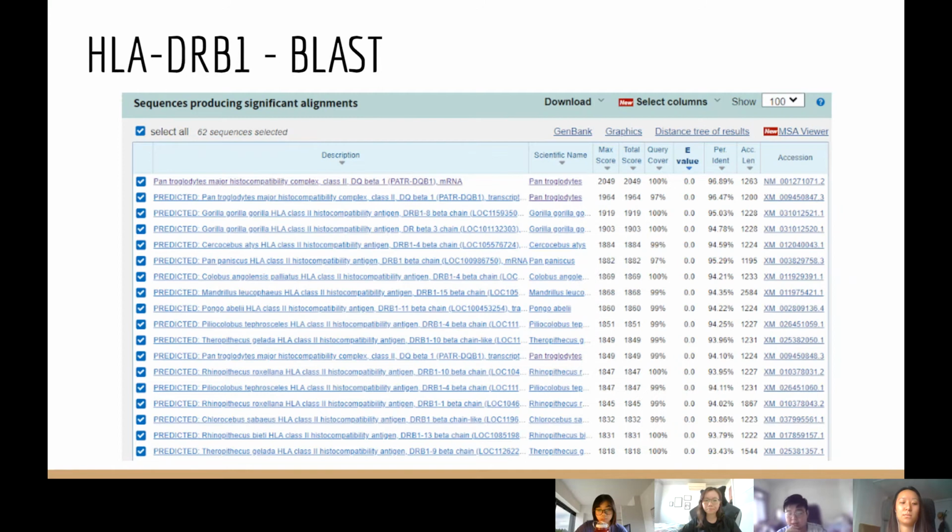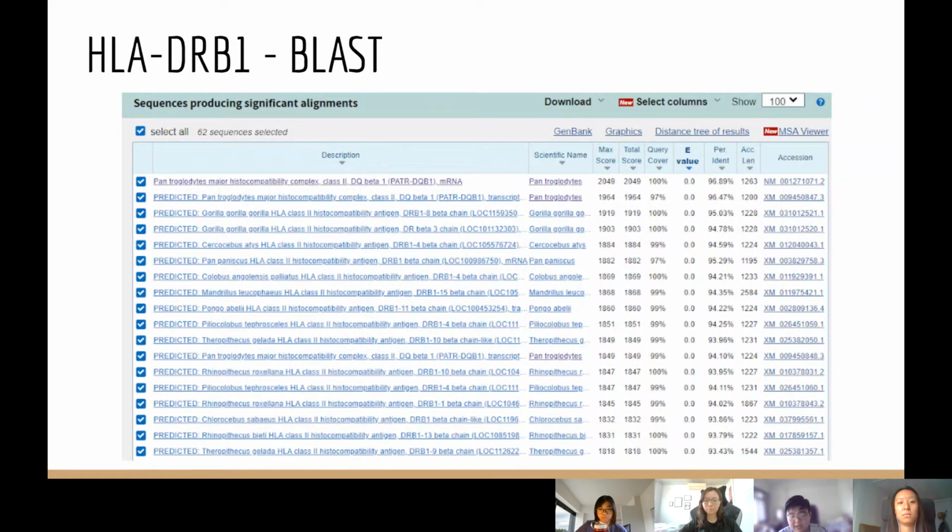Okay, so using BLAST, we were able to find different species of animals that has the HLA-DRB1 gene similar to humans, and we have chosen dog, pig, chimpanzee, gorilla to further our research to find suitable animal model.